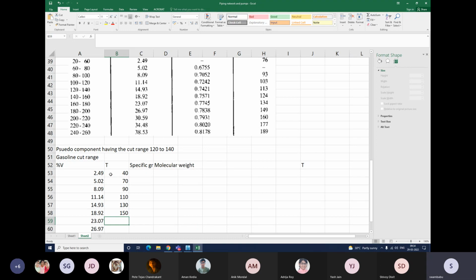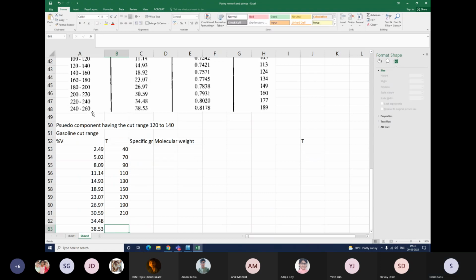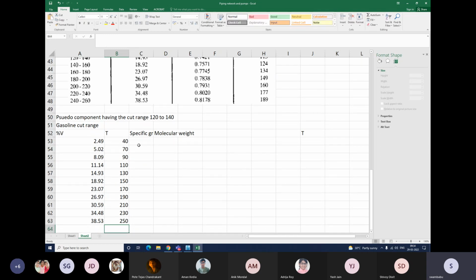170, 190, 210, 230, 250. I'm just taking the average temperatures. So these are the temperatures.